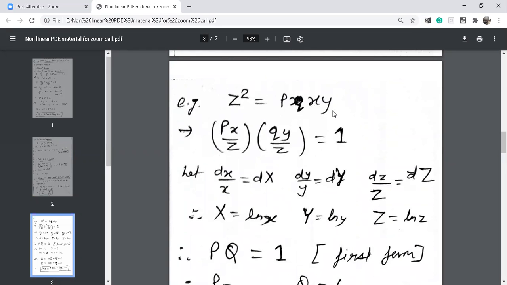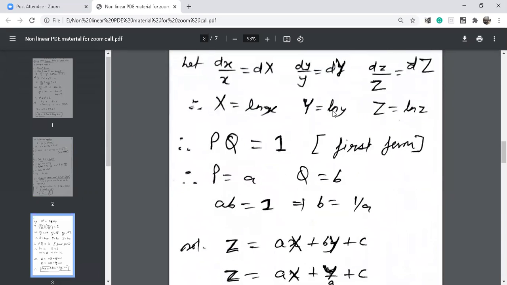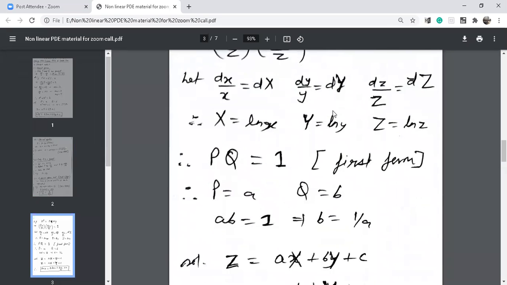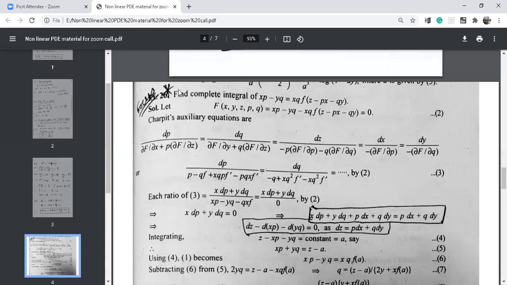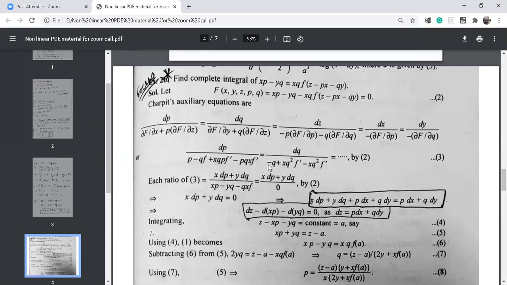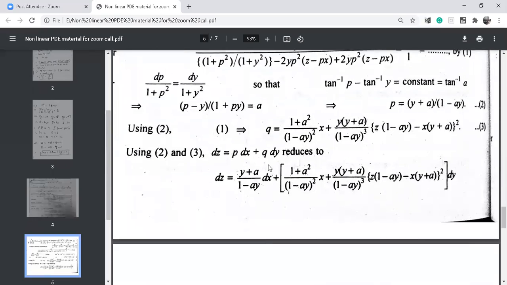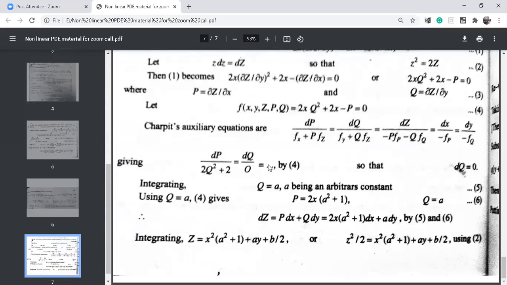Try this question, z square equal to pqxy, using the Charpit method also, and try it using the method that I have told you, reducing it to the special form number one. And do this question, that is example number 26. Do this question and the three questions that I've shared in the group.